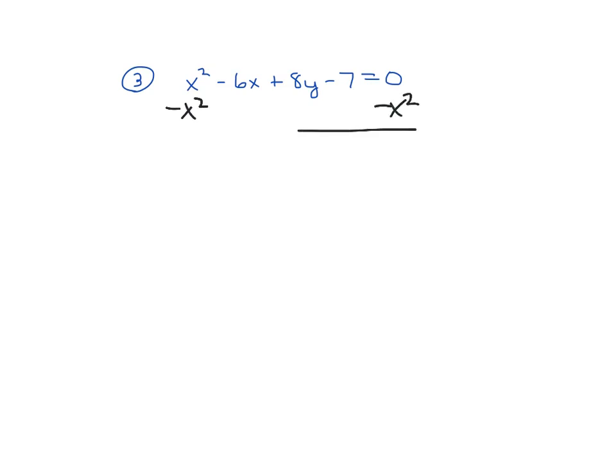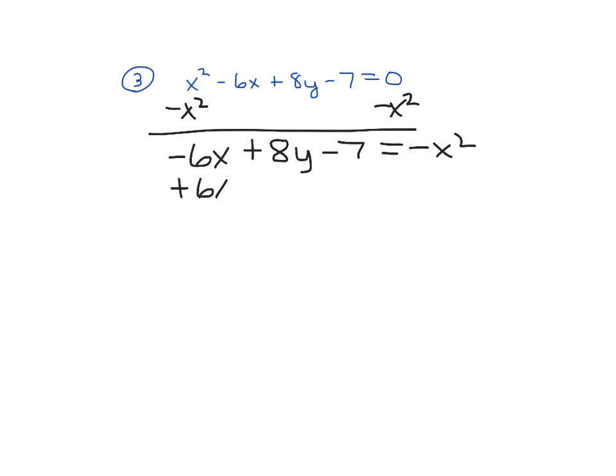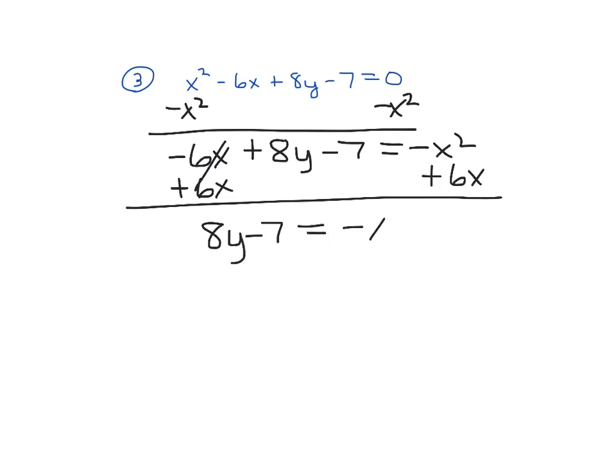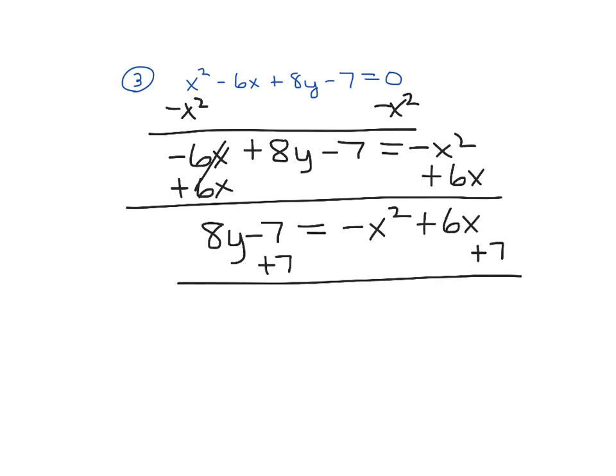I'm going to do this step by step so nobody gets lost. I know you guys could probably move it all over really quickly. I'm going to add the 6x and then get 8y minus 7 equals negative x squared plus 6x. Add the 7. I'm trying to get the non-squared term to be all by itself.